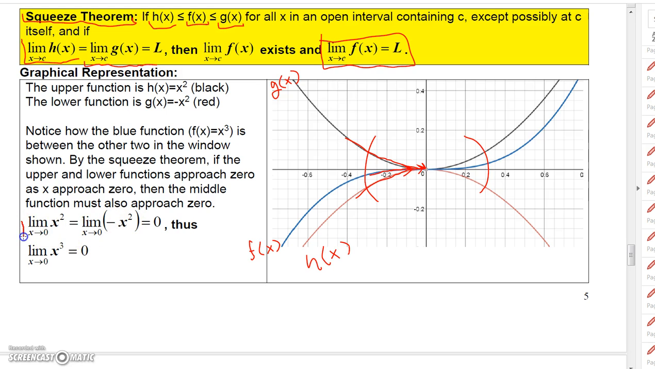So since we know the limit of x squared as x approaches 0 is 0, and the limit of minus x squared as x approaches 0 is 0, then since x cubed is less than or equal to x squared, but greater than or equal to minus x squared, in other words, x cubed is trapped between minus x squared and x squared, and since this function goes to 0 as x goes to 0, and this function goes to 0 as x goes to 0, then the one in the middle must also go to 0 as x approaches 0. So that's the squeeze theorem.